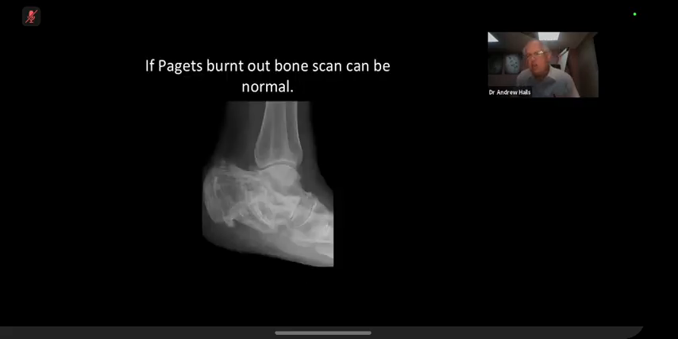It doesn't necessarily follow that all Paget's have increased uptake on a bone scan. Paget's can become burnt out, and that's just an example of a very Pagetic calcaneum. That wouldn't necessarily show up on your bone scan, or you might get secondary degenerative change in adjacent joints.